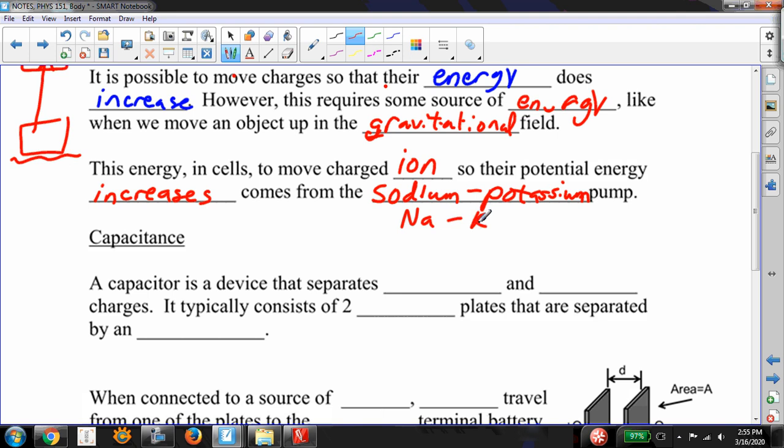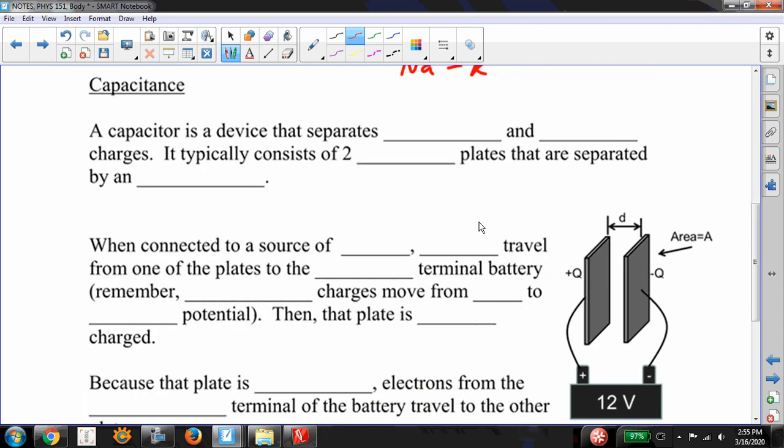So sodium-potassium pump. You may have heard about the sodium-potassium pump, and later when we get into cells, we'll spend some more time on that.